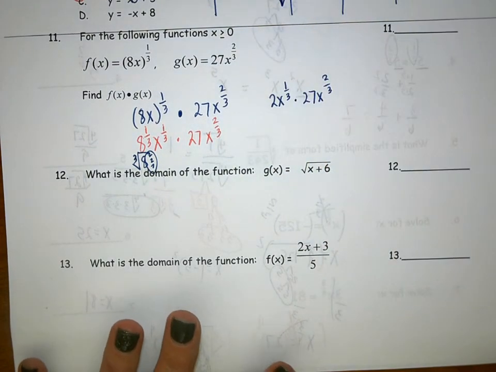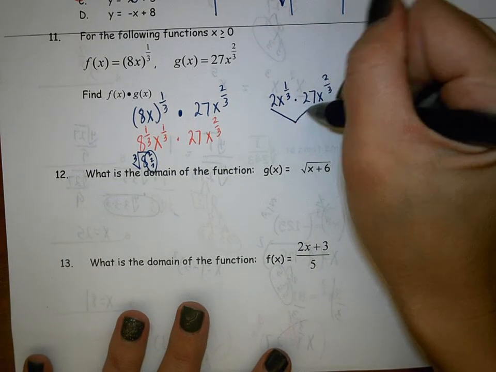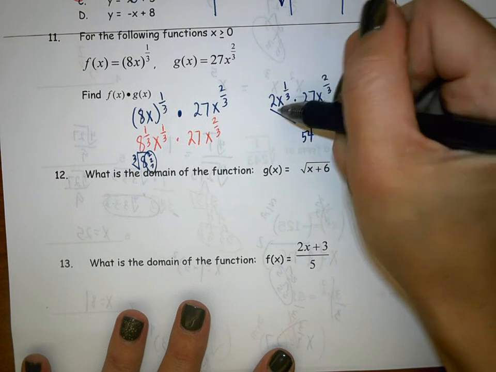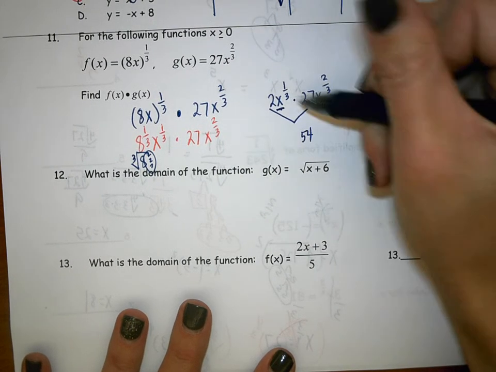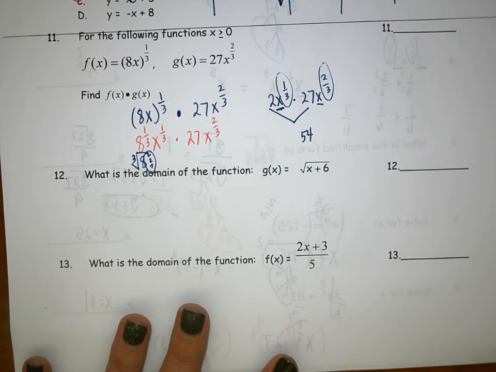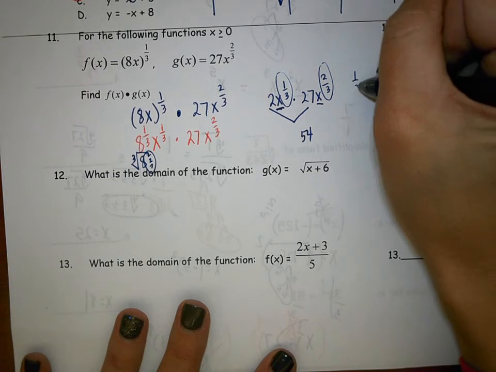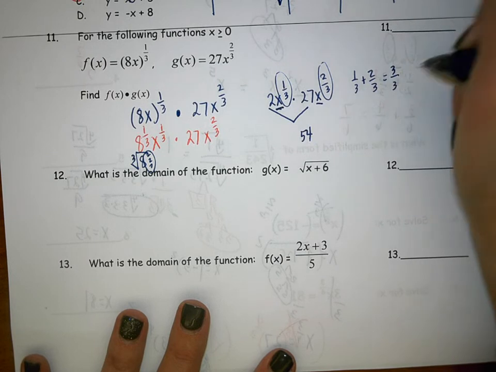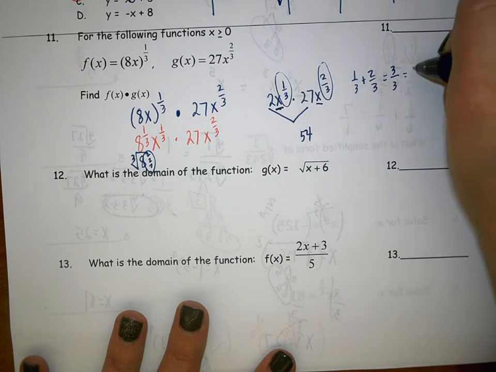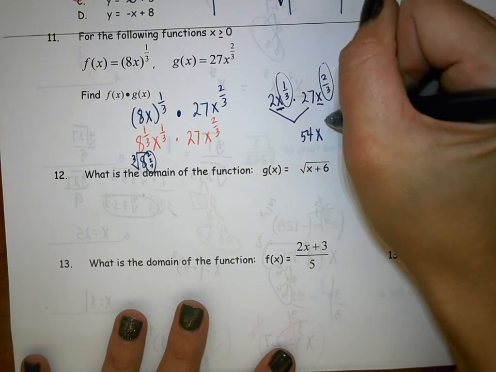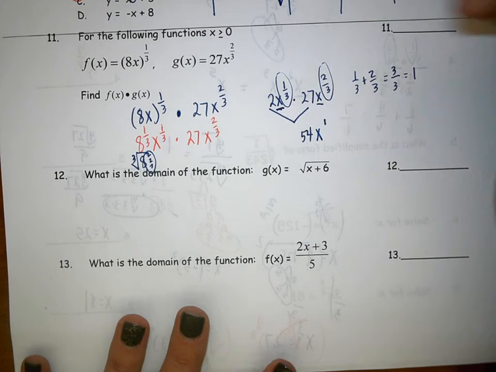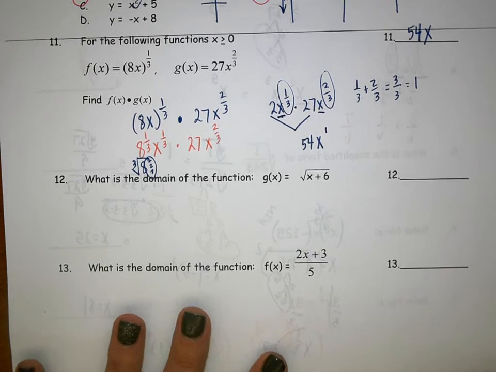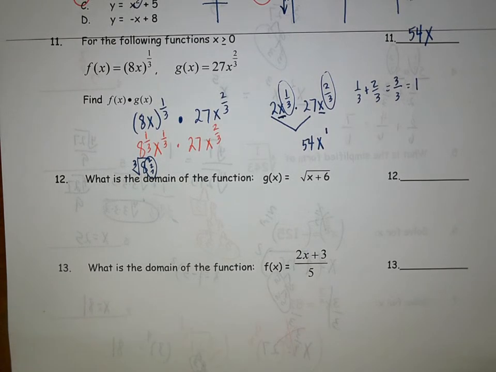Numbers and numbers you can multiply. So 2 times 27 is 54. And then since I have an x space and another x space, I add their exponents. Do they already have common denominators? Yes. So 1/3 plus 2/3 makes what? 3/3, which reduces to 1. So you would have x to the first, which is really just x. So that's how we get 54x for our answer. Questions there?